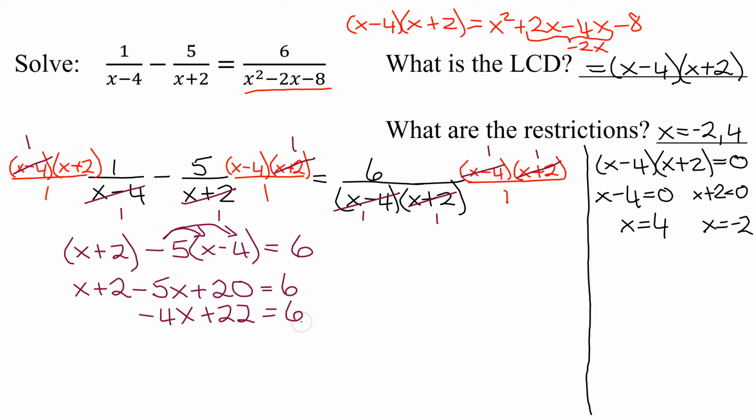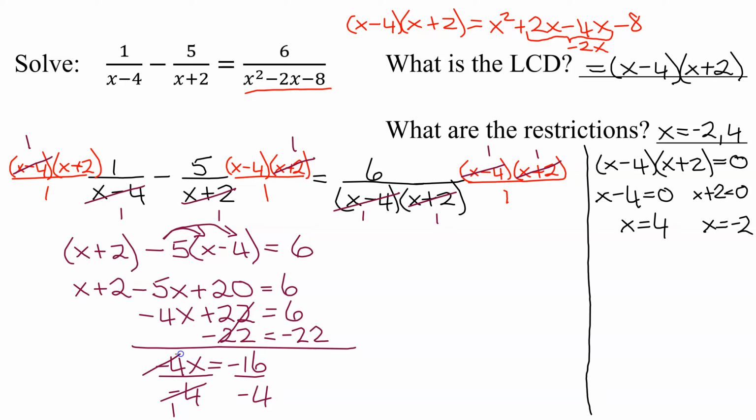Equals 6. Now I need to get x all by itself, so I'm going to subtract 22 from both sides. So I get negative 4x equals 6 minus 22, which is negative 16. Divide both sides by negative 4. And I land up with x equals negative 16 divided by negative 4, which is positive 4.